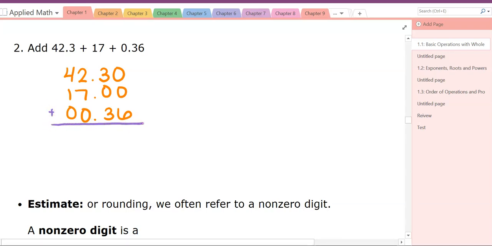Then we add like we did before. So 0 plus 0 plus 6 would be 6, 3 plus 0 plus 3 would be 6, bring down the decimal point, 2 and 7 would be 9, 4 and 1 would be 5. So 59.66.